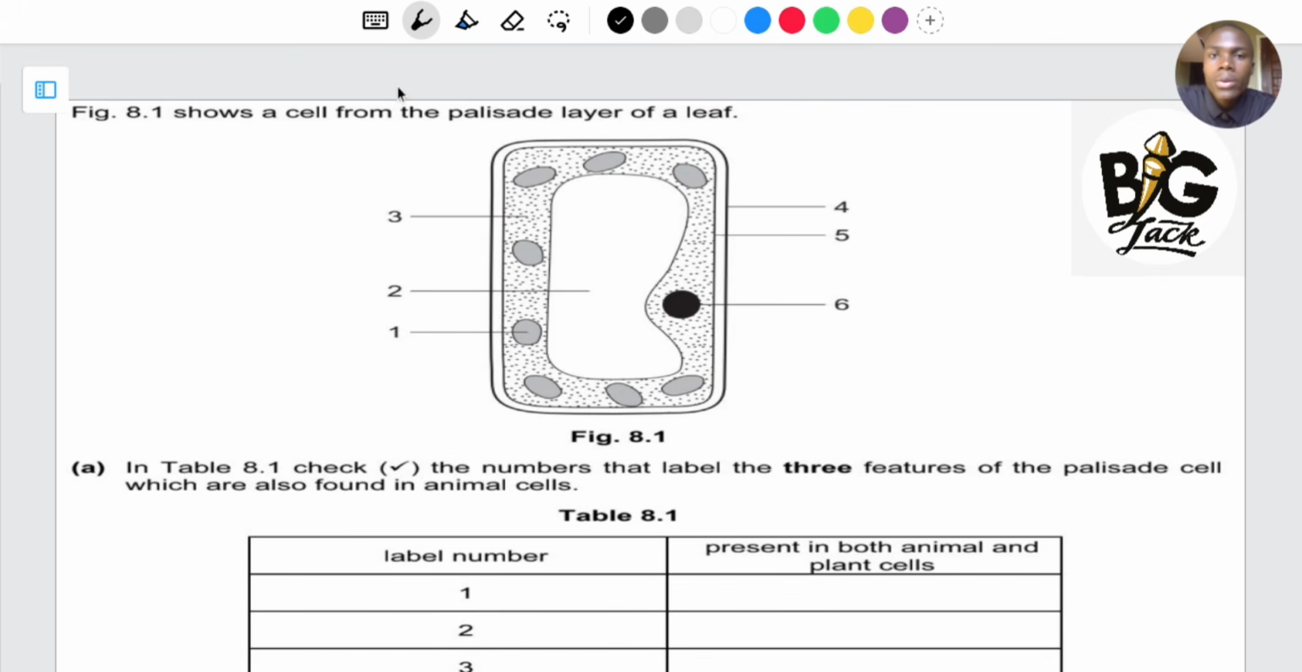So in this video, we are going to look at biology paper 2. Interesting question, which may even come in your exam. The question is saying figure 8.1 shows a cell from the palisade layer of a leaf.